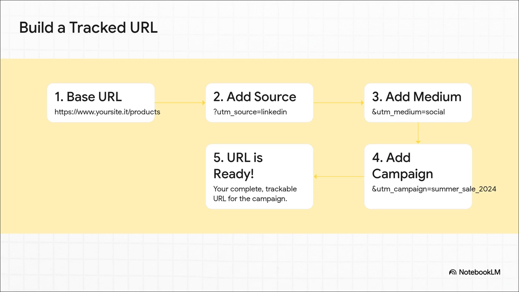Now, for every other parameter you add, you just separate them with an ampersand. So next, we add &utm_medium=social, and then &utm_campaign=summer_sale_2024. And that's it. You've just made a perfectly trackable link for your big summer sale campaign on LinkedIn.